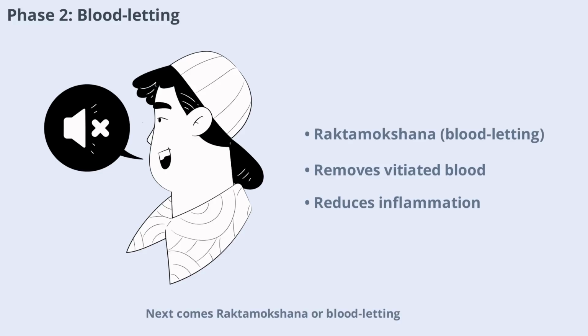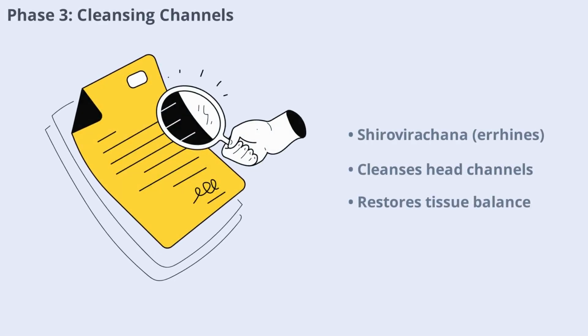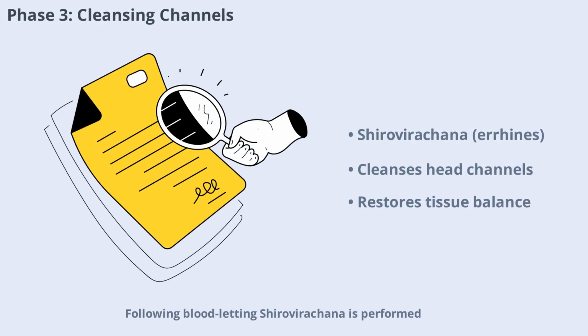Next comes Raktamokshana, or bloodletting. This is a direct intervention aimed at removing the vitiated blood responsible for the pathology. Venesection is performed as required, and in severe cases, adjuncts like leech application may be used. This step is crucial for conditions with a strong blood component, as it helps reduce inflammation, congestion, and pain in the eye region. Following bloodletting, Shirovirechana is performed.